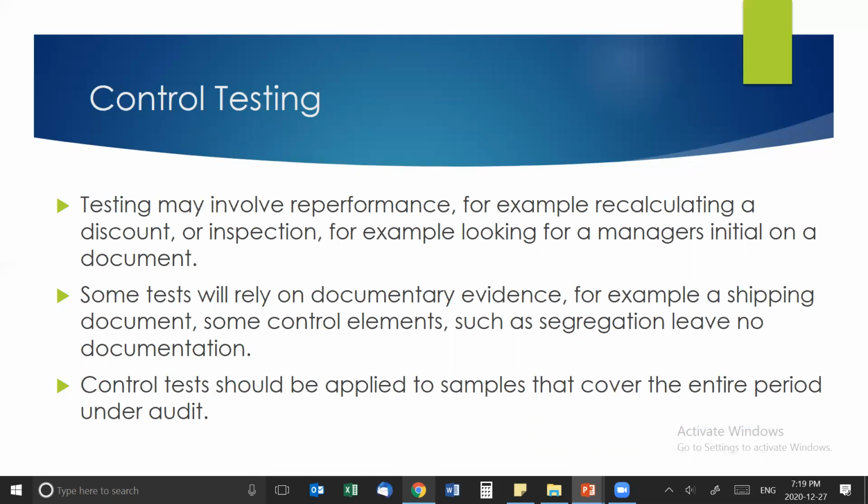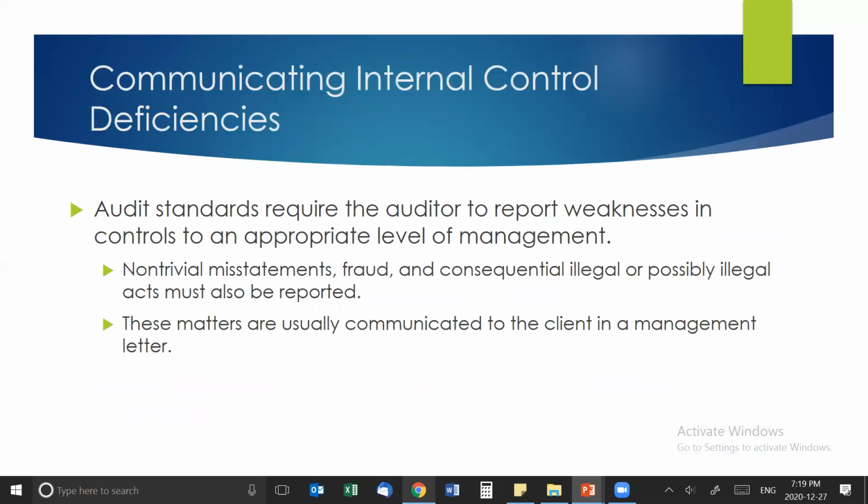It might be hard to get documentary evidence for some tests, so you might have to do inquiry and observation and things like that. I said that control testing can be done during the year, not necessarily year end. But when you do the control testing, you should do samples that cover the entire period. So don't just test controls from September, for example. Take some samples from March, some from May, some from June, some from August. Don't cover just one little period, cover the entire period when you're picking your samples to test.